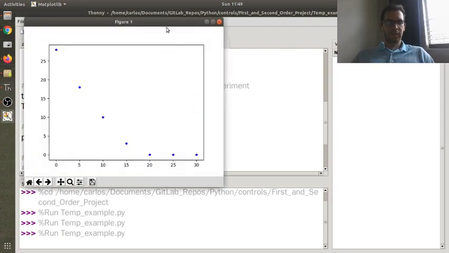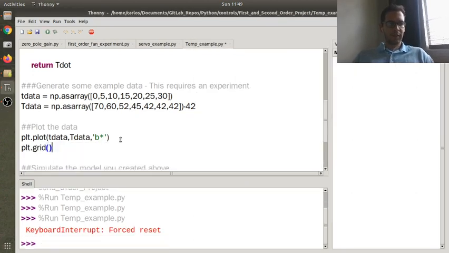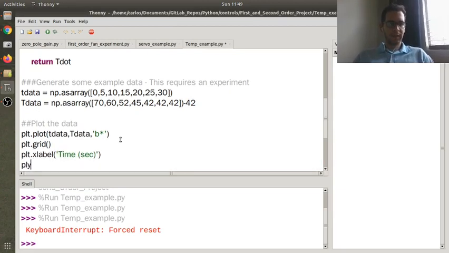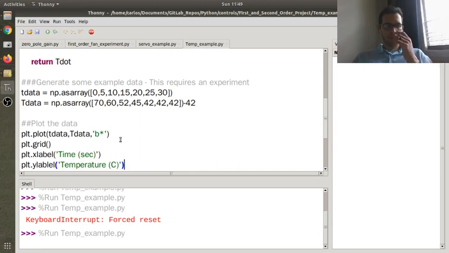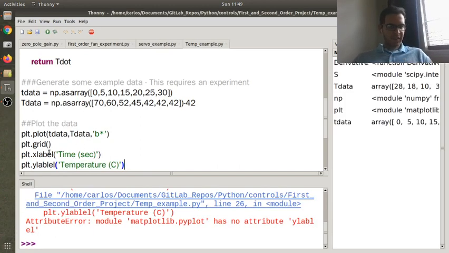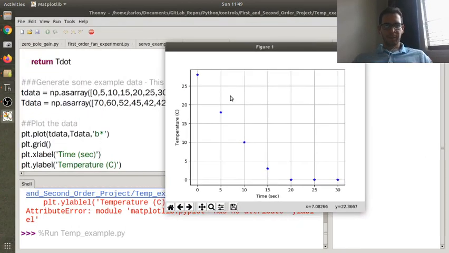If you run this, you just get this data here. Here's the initial condition and it ramps down to zero. Probably throw a grid down, and then an X label, time in seconds, and a Y label, temperature. I'm assuming this is Celsius. Oh, I spelled label wrong. So here's essentially an example of a thermometer that's at room temperature or a little bit hotter, and then you dunk it in some ice water, and this is kind of how it settles out.